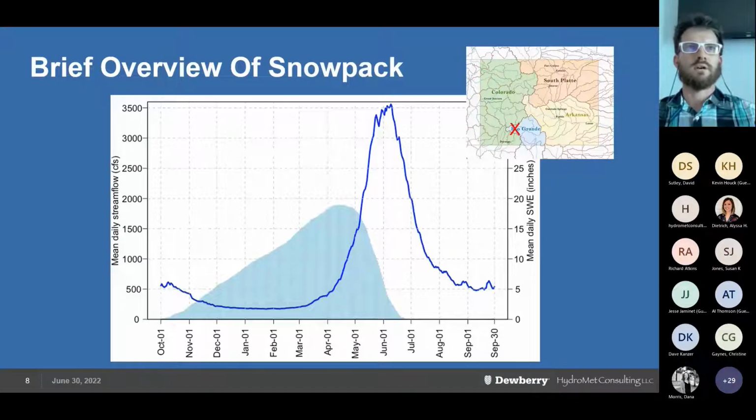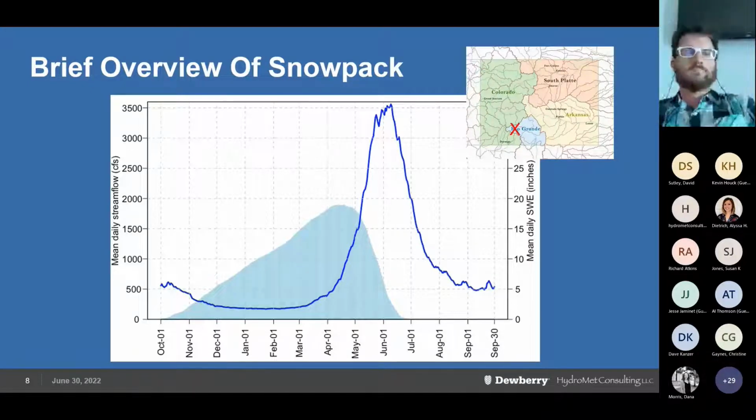So this is actually taken from the Rio Grande Basin. So the blue line shows the average stream flow at Del Norte, which is around 8,000 feet. So pretty far down from where most of the snowpack sits most of the winter. And then that's the blue line. The blue bars that you can see kind of piling up from October through April is the snow water equivalent at one of the NRCS SNOTEL sites at Middle Creek, which is around 11,000 feet.